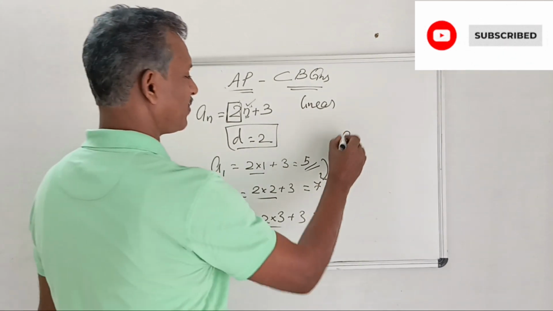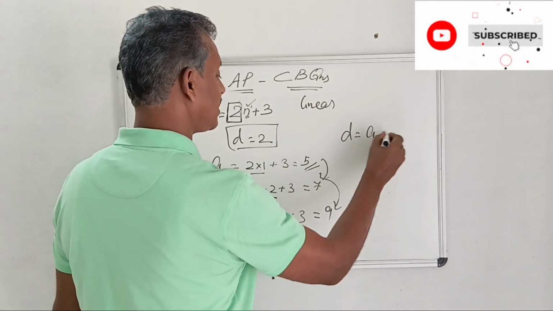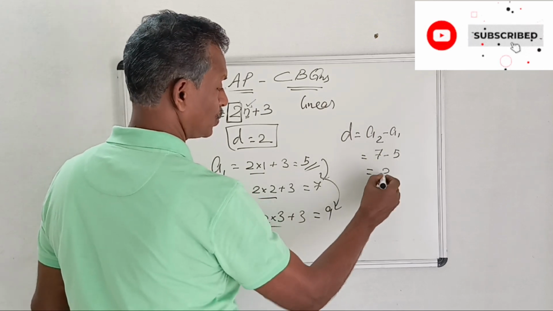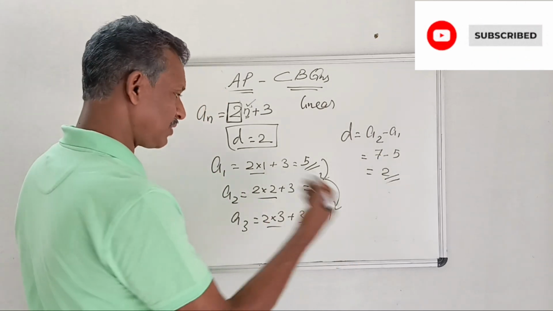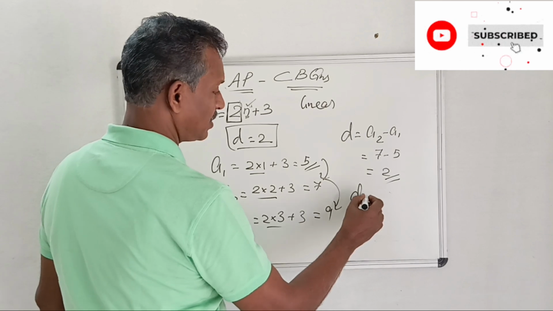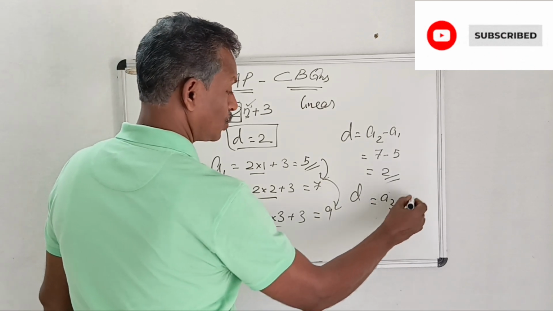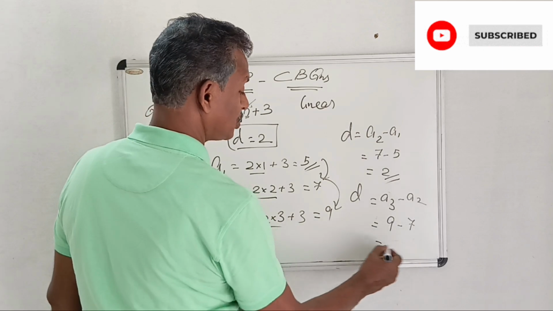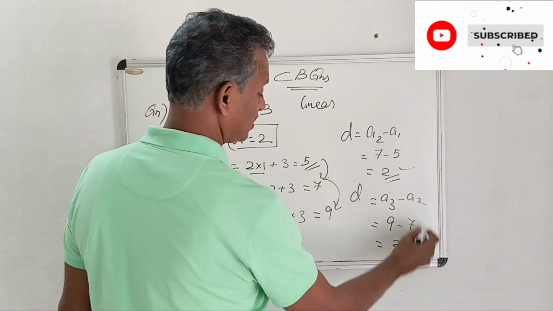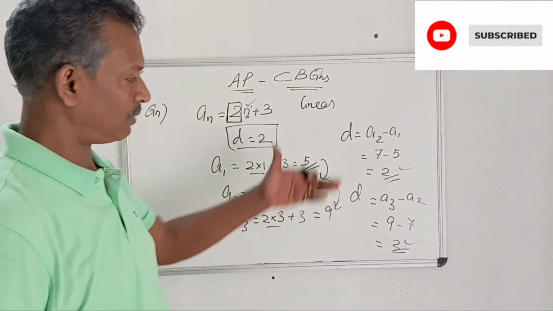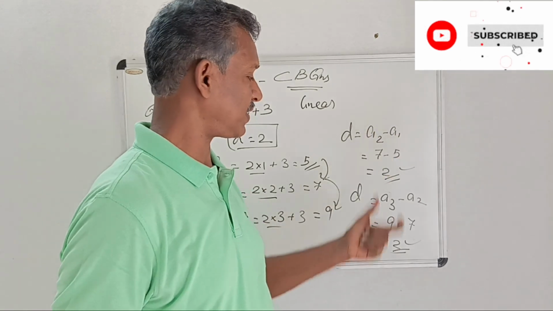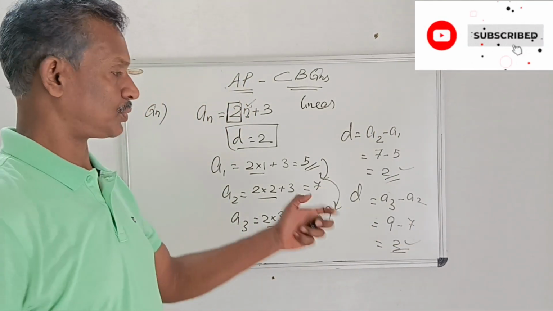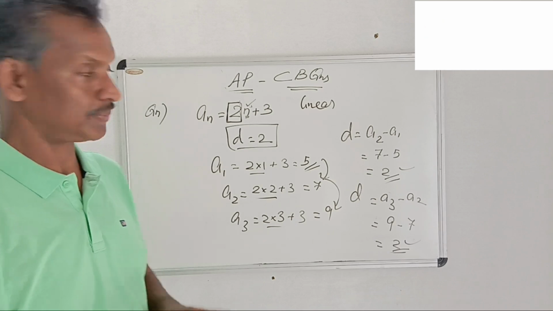Or we can find d is equal to a2 minus a1. a2 minus a1, 7 minus 5, it is equal to 2. You can verify by using a3 and a2 also. 9 minus 7, it is 2. So the common difference is verified. The first two terms' difference is the same as the next two terms' difference. So that is true. Okay, you can verify like this.